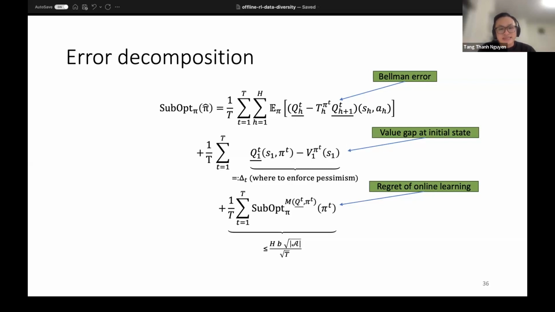The third term is basically the regret from the online learning, because we employ the multiplicative weights algorithm. This third term is quite standard to control. It scales as 1 over square root of T, where T is the number of iterations. So we mostly concern ourselves with the first and second terms, the Bellman error and the value gap at the initial state.